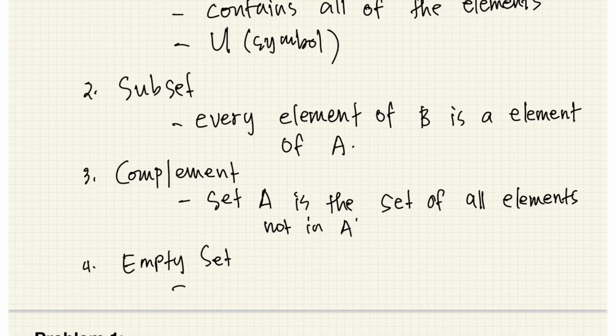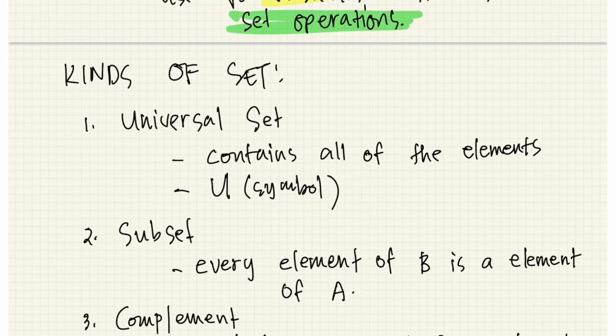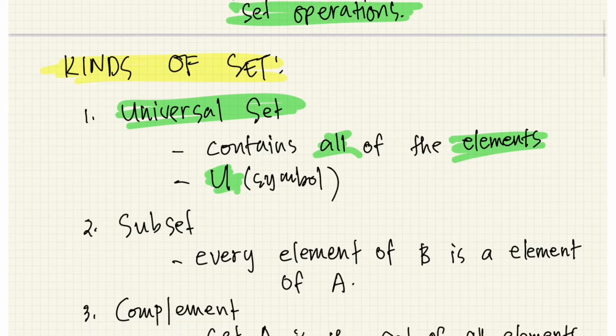Next, the fourth one is the empty set. The empty set is a set with no elements at all. So again, what are the kinds of sets? The first one is the universal set. The universal set contains all of the elements, and it is symbolized with the letter U.